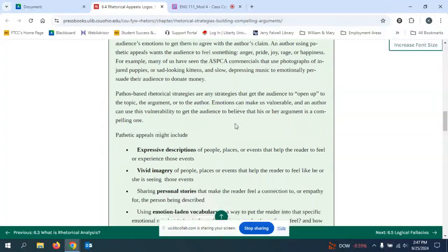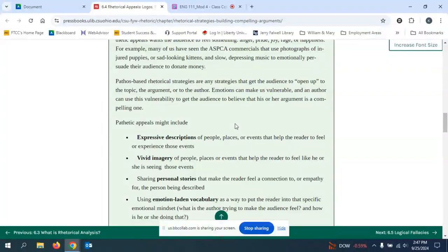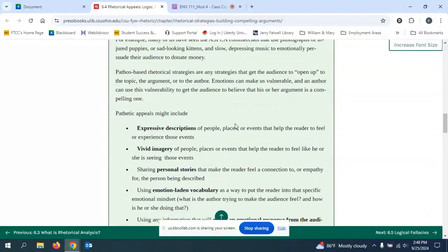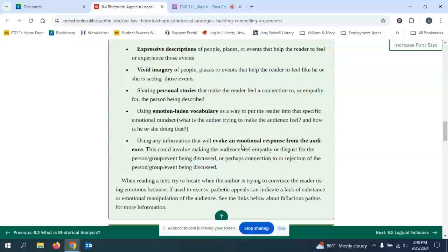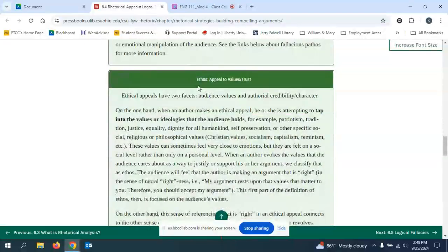So pathos-based strategies might include an author who uses words that are emotionally loaded. There's loaded language that has a lot of emotions behind it in order to generate emotions in their audience. Here are some other great examples and things that you should read about to understand pathos a little bit more.